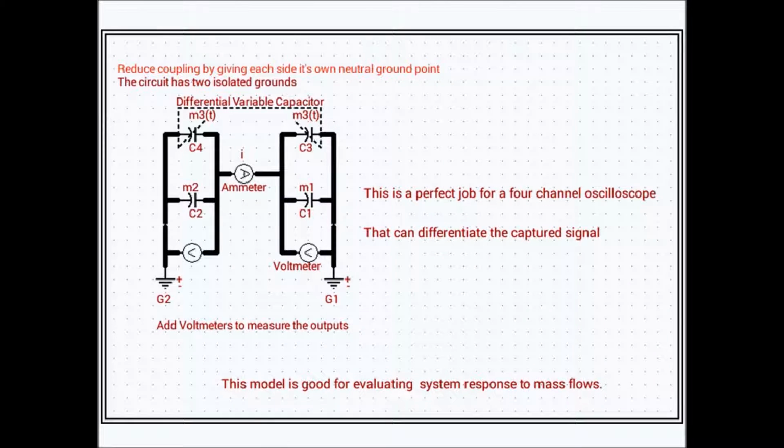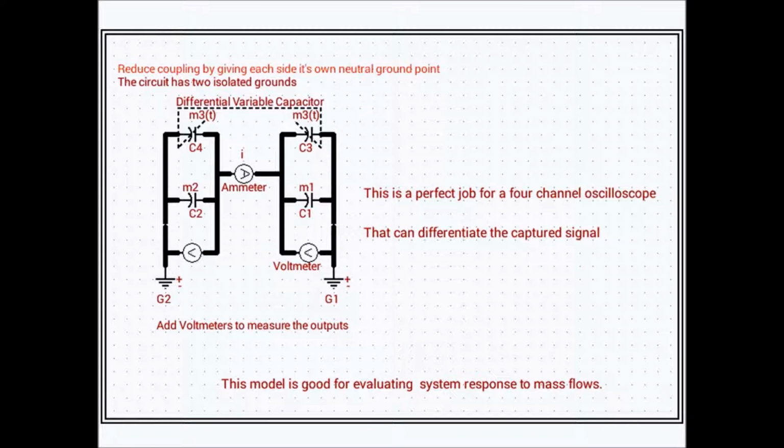If you have one that can differentiate the captured signal, then you will get the voltage per second, which represents the acceleration. But the instantaneous voltage that you measure, each independent voltage point that you measure in time, represents the velocity, which is the flow variable.